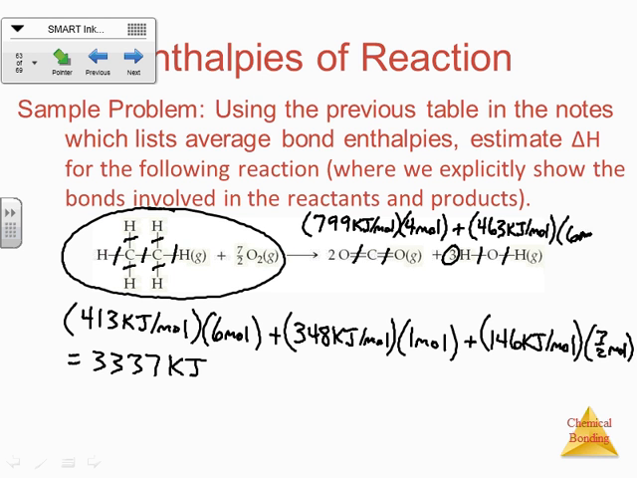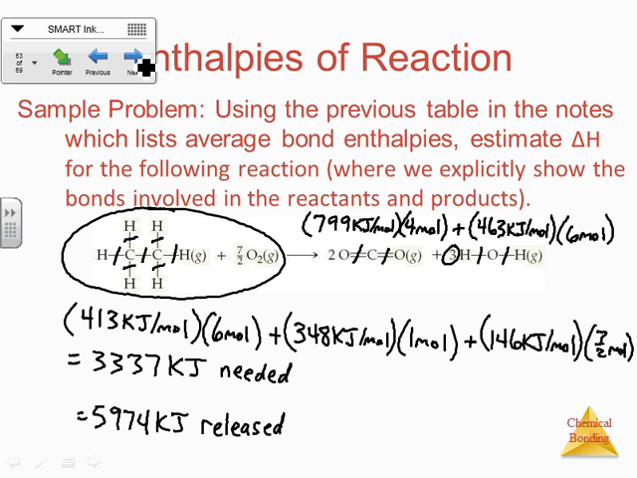Multiply that by 6. Okay? So kilojoules needed, we'll say here. Okay? And then when I work all this out, I'm ending up with 5,974 kilojoules released.